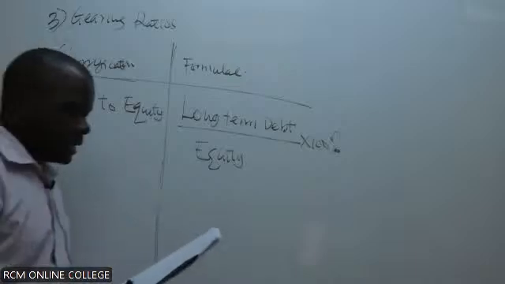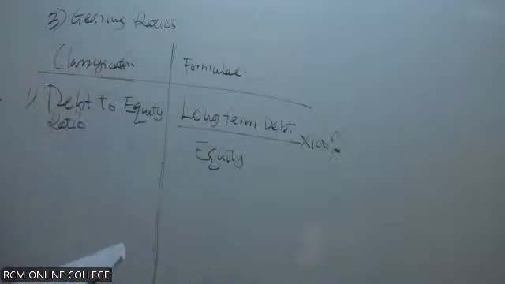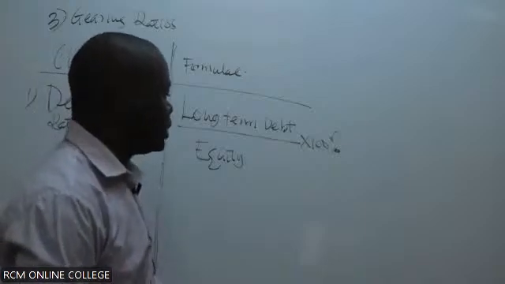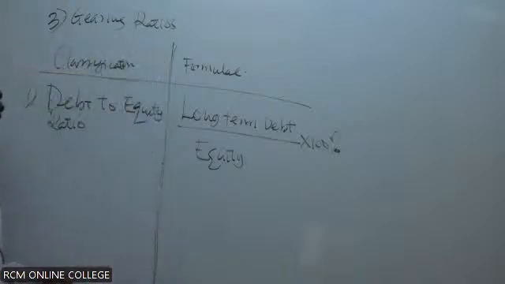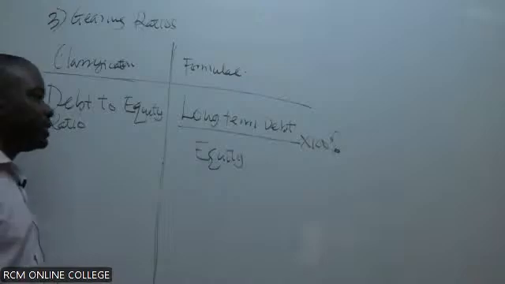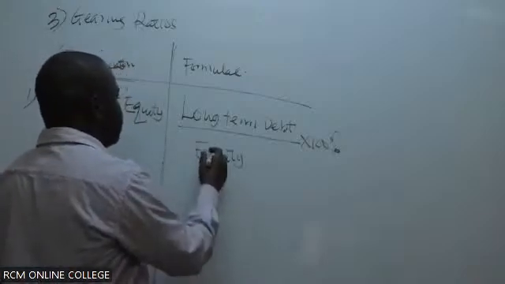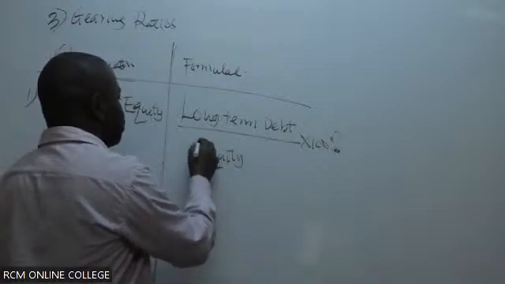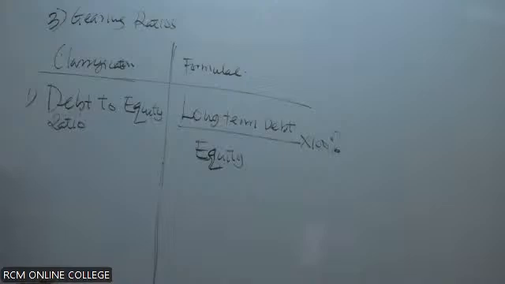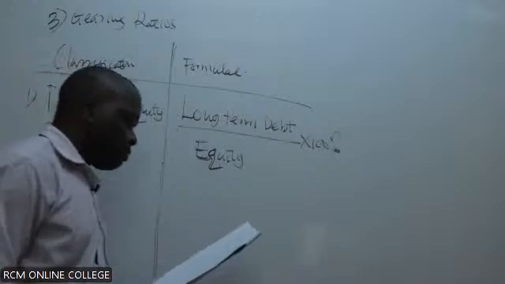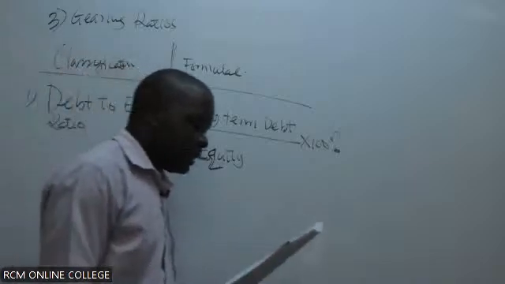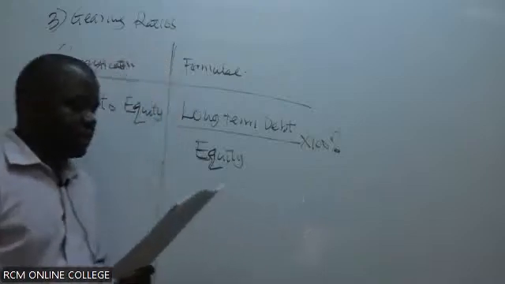You're simply comparing, as a company, if you have borrowed in terms of capital, to what extent have you been able to do so in comparison to the equity? The equity here is what you've raised as capital after you've sold shares. So these are the shareholders' funds when you compare the two. That is what we refer to as the debt to equity ratio.